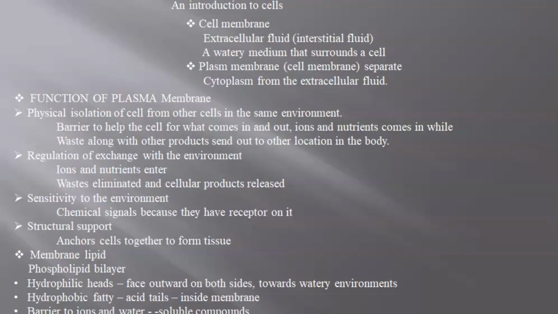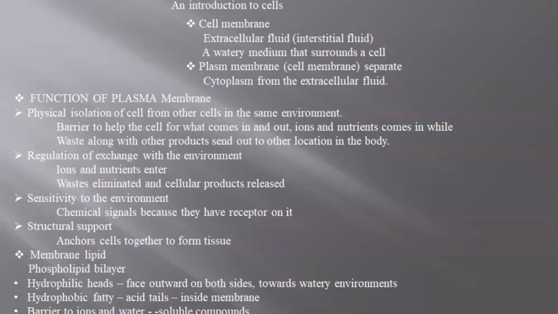That is the physical isolation of the cell from other cells. So the plasma membrane separates a cell from other cells. Even as much as the cells may be in the same environment, the plasma membrane acts as a barrier, isolating this cell from another cell. So this cell can function on its own, carry out homeostasis of its own, having a physiological function of its own from other cells.